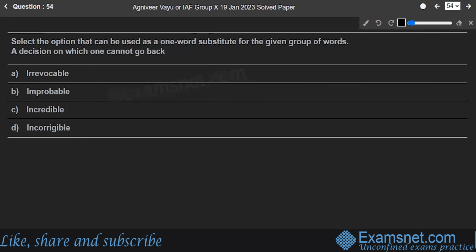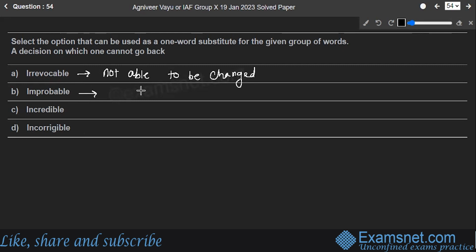Hope you understood. Next is question number 54. You have to select the option that can be used as a one word substitute for the given group of words. A decision on which one cannot go back. There are certain options. Let's discuss the meaning of all the options one by one. First one, irrevocable, which means that cannot be changed, not able to be changed or reversed or recovered.